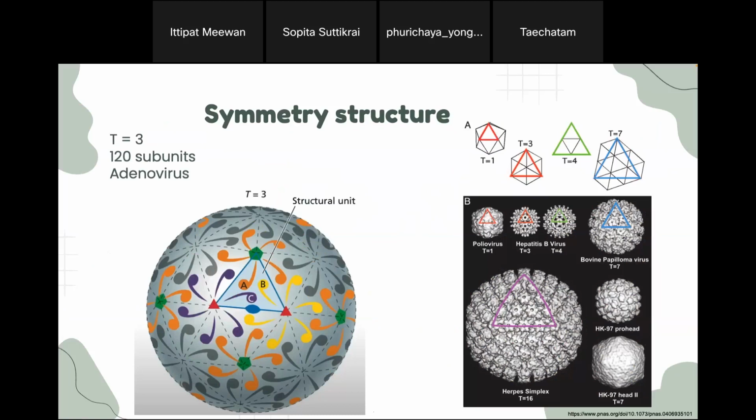So next is herpes simplex. Herpes simplex is T16. So it can be thousands of units of protein that it needs to make. That is the complexity of the structure, right?